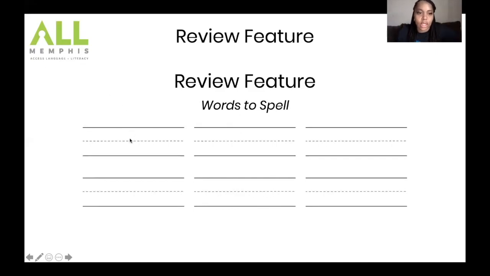All right, let's check our work. First word was sank. You should have spelled it like this. S-ank. Awesome job. Our next word was honk. You should have spelled it like this. Honk. Awesome job. Our next word was pink. You should have spelled it like this. Pink. Way to go.